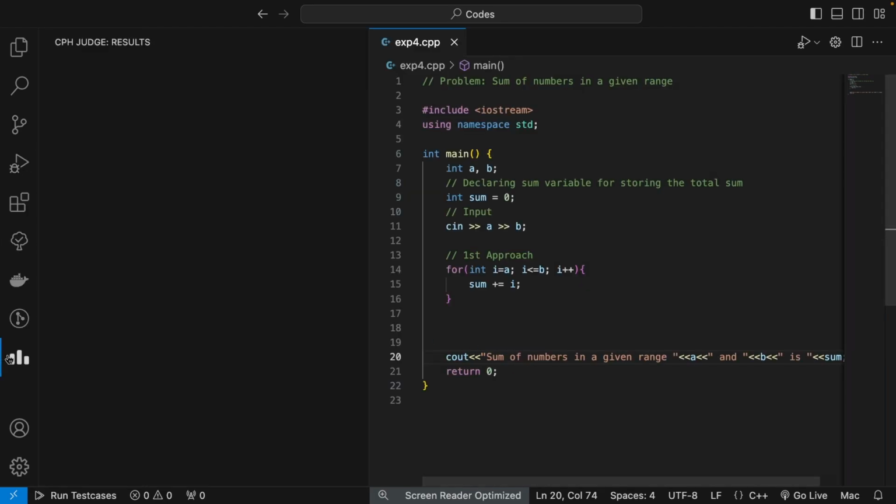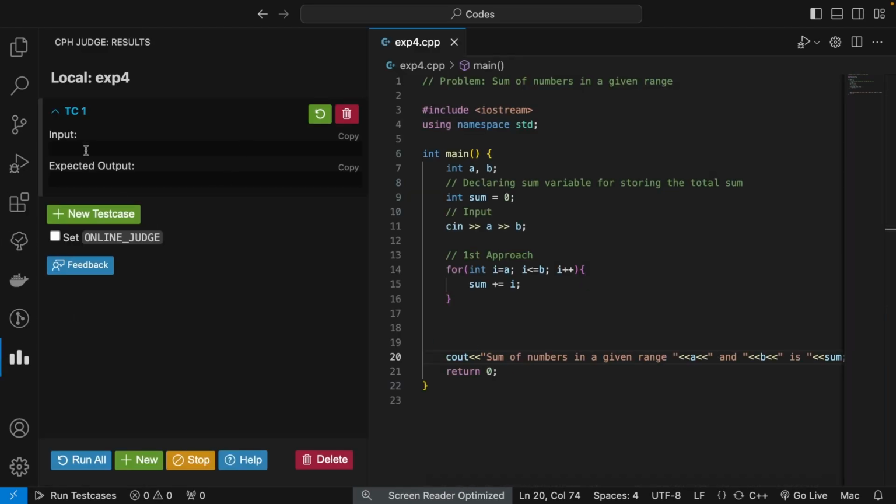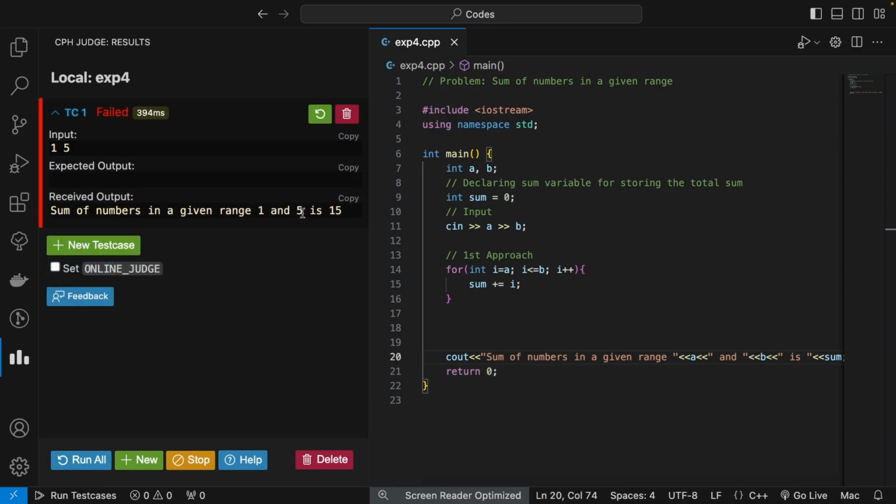Okay, now let's create a problem here in the CPH and try to execute the following problem. So let's say we have 1 and 5. If you try to execute it, the sum of numbers in the given range 1 and 5 is 15. Okay, let's give 2 and 5. So 2 and 5 should be what? 15 minus 1, that is 14. Okay, and let's say if we give 3 and 5, so 14 minus 2, what? It will be 12. So this is perfectly working.